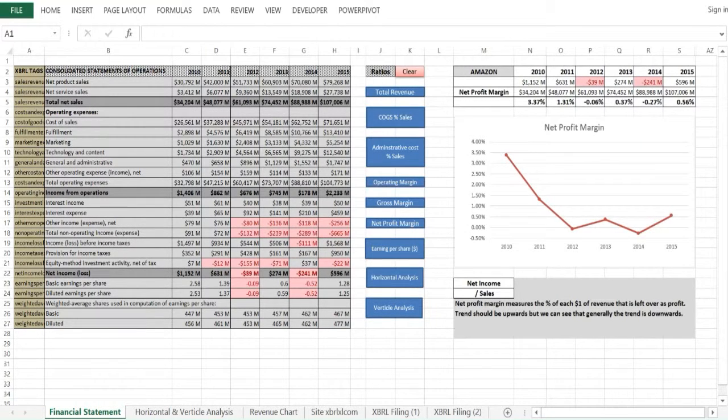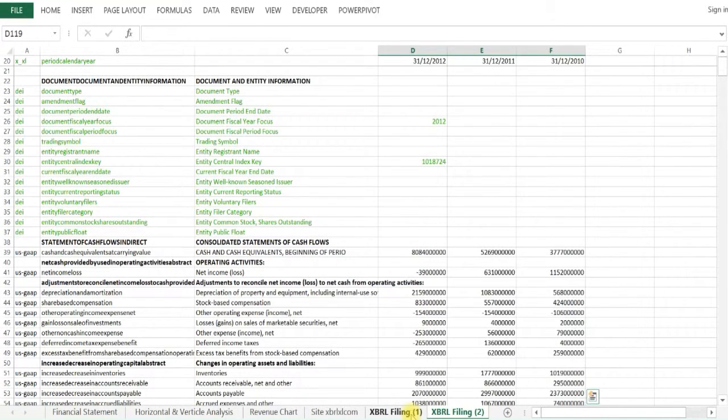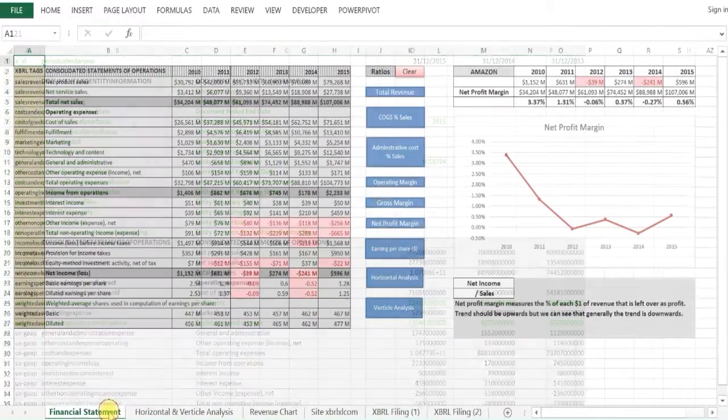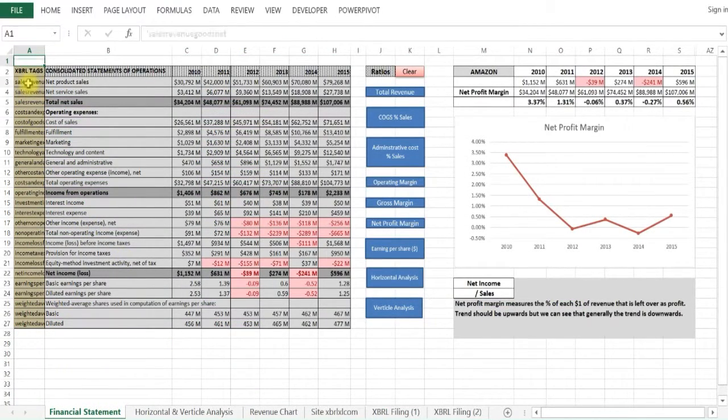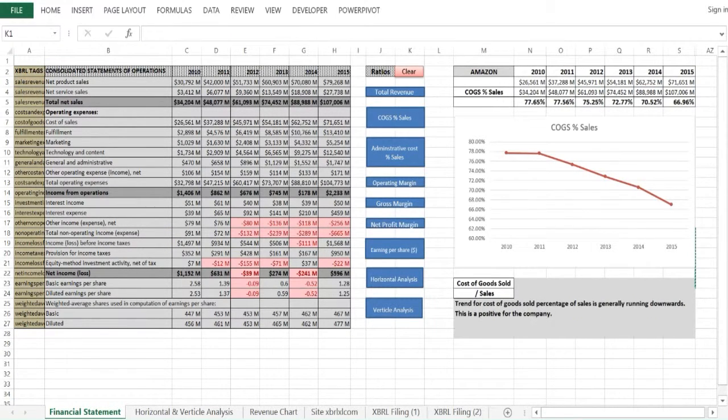Firstly, I copied and pasted the consolidated income statement in a separate sheet labeled Financial Statement with the XBRL tags. Secondly, I formatted the table and created the ratios with the charts. With the use of VLOOKUP, I filled the ratio tables and explained the feature of each ratio below each chart of the ratios.